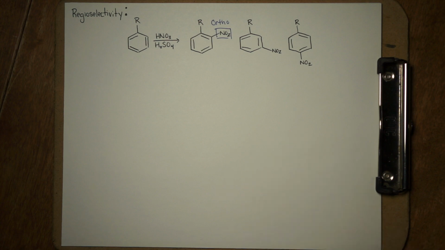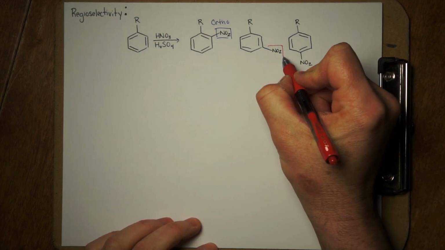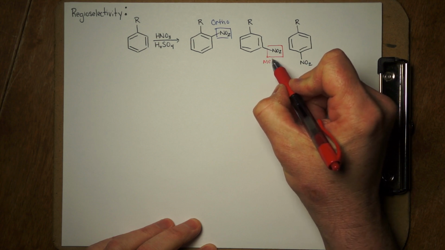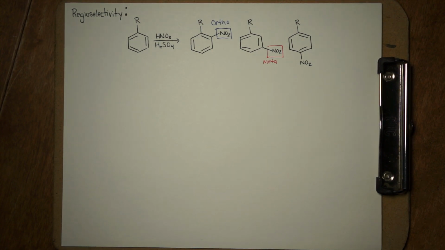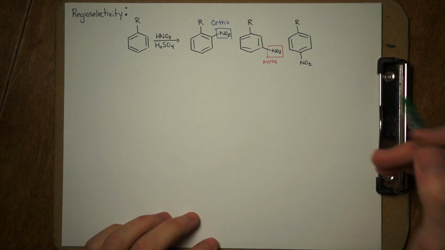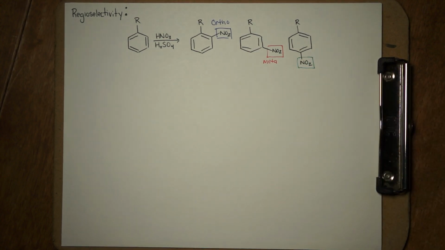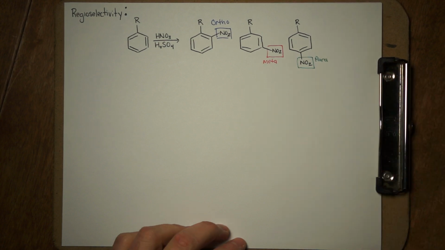In the second product, you can see that the nitro group is added 2 positions away from where the R group is on the ring. And we refer to this position as the meta position and the substitution as meta substitution relative to the R group. The third product, you can see that the nitro group is across the ring, or 3 positions away from where the R group is, or 3 bonds away. And we refer to this position as the para position.